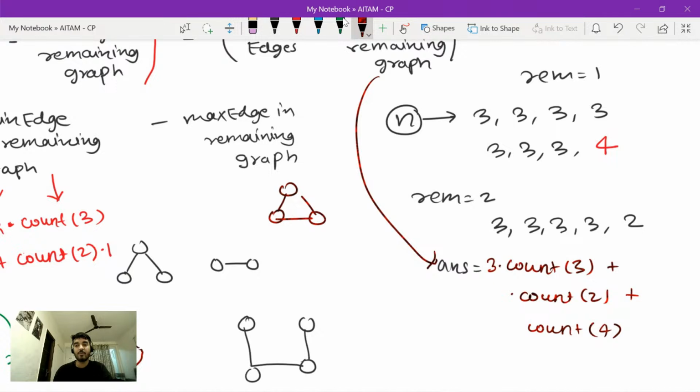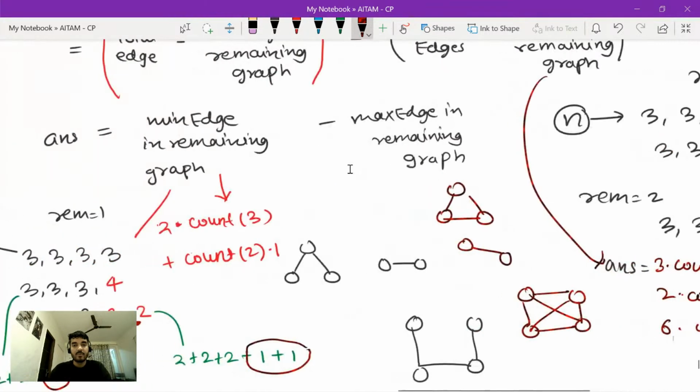We need to find the maximum. So every component is a complete component, right, a complete graph. Now for 2 I need only 1. Then what is for 4? So for 4 I require 6 edges. This is the complete graph for a component with a size of 4. So then it must be multiplied by 6. And yeah, this is the complete solution.